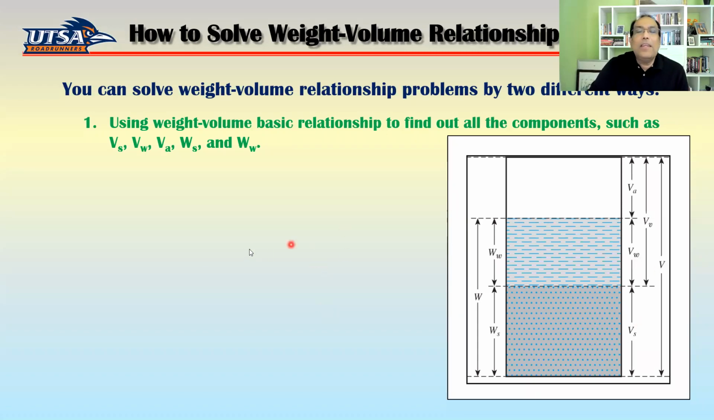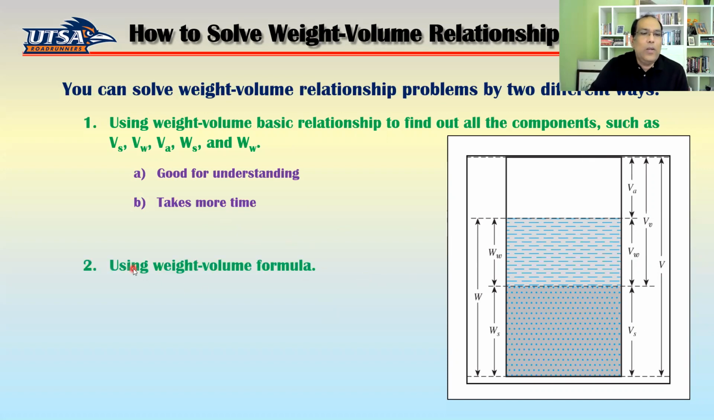Now, this method takes a little bit more time, but it's good for understanding. So you can do some of the problems following the basic rule. And then the second method is actually using weight volume formulas. There are some formulas given in your book, which you can develop easily. And some of the relationships have already been talked about in the earlier video. So you can take a look at how they develop that relationship. If you have that relationship, or if you can remember it, then you can do that easily.